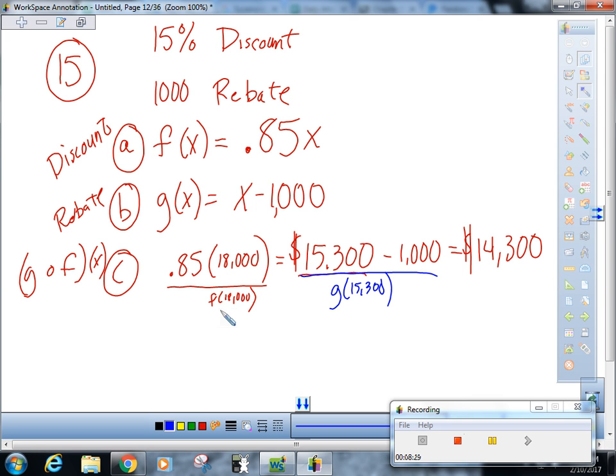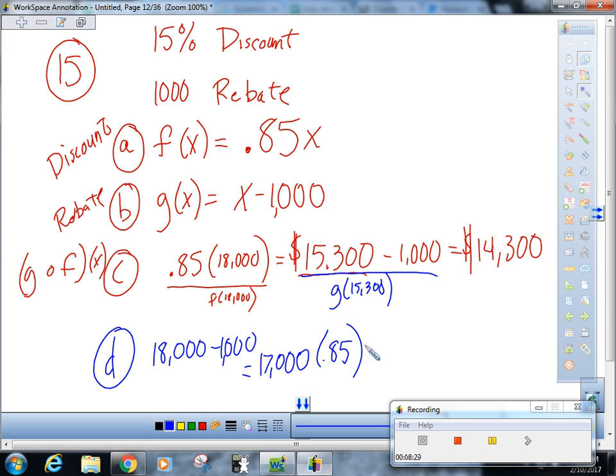So now let's look at part D. What's the difference in part D? You're going to give the rebate first, right? So you'll do 18,000 and do what to the 18,000 first? Subtract 1,000, which equals 17,000. Then you'll take the 17,000 and multiply it by what? 0.85. Apply the discount. And what do you get for that? 14,450.